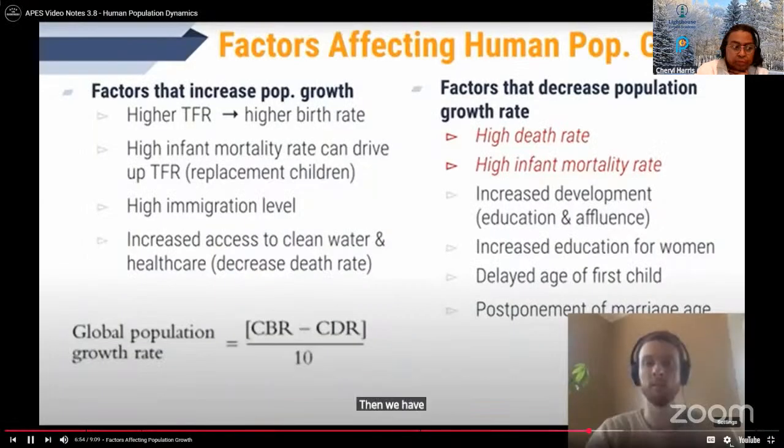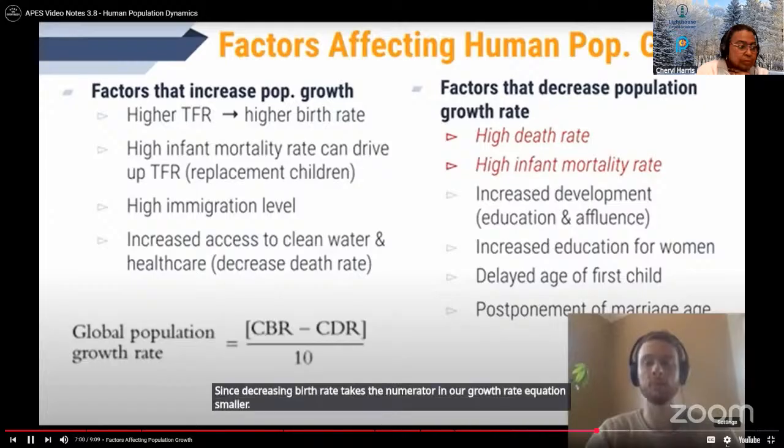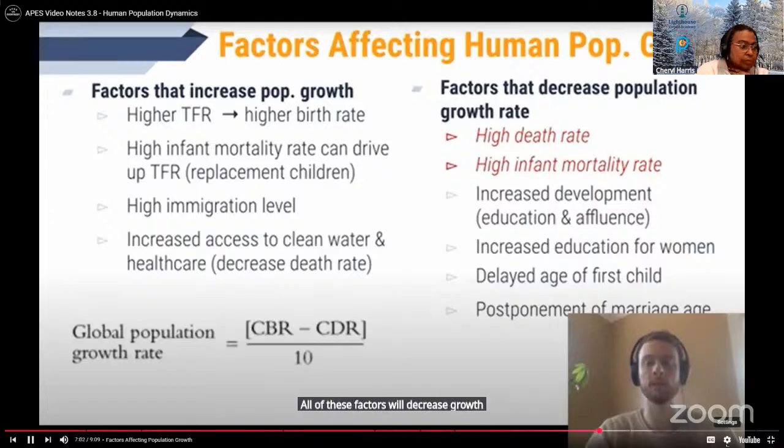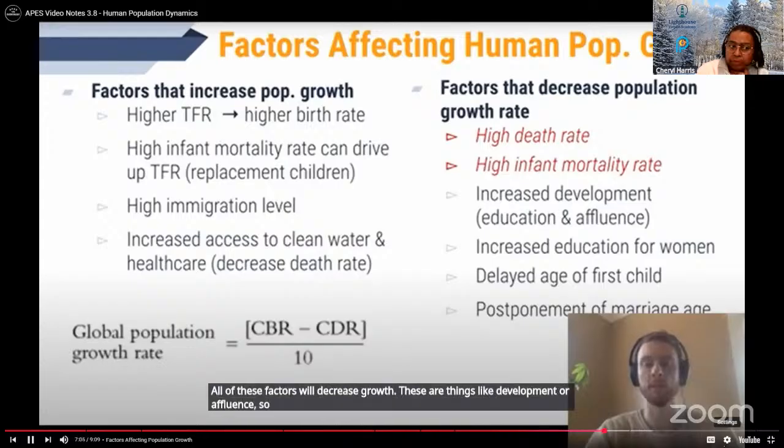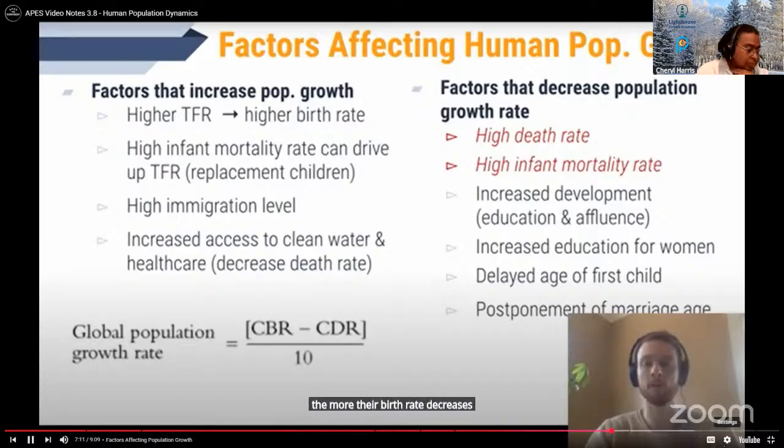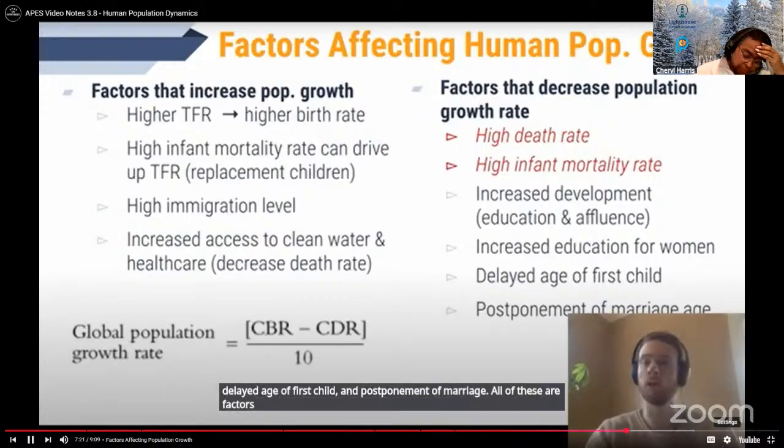Then we have a bunch of factors that all decrease birth rate. Since decreasing birth rate makes the numerator in our growth rate equation smaller, all of these factors will decrease growth. These are things like development or affluence, so the wealthier a nation gets, the more their birth rate decreases and the lower their growth rate becomes. Then we have increased access to educational opportunities for women, delayed age of first child, and postponement of marriage. All of these are factors that will decrease population growth.